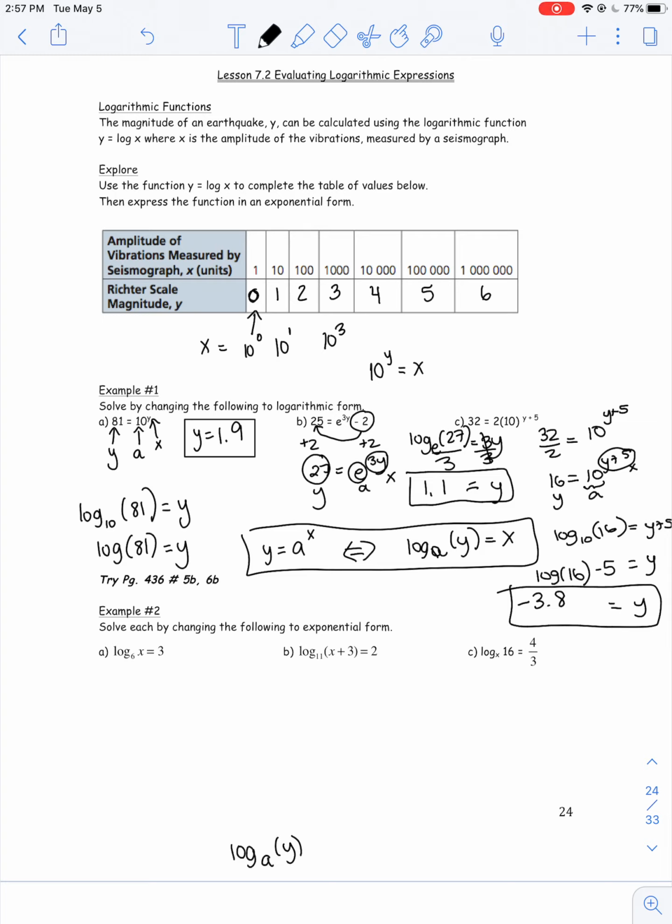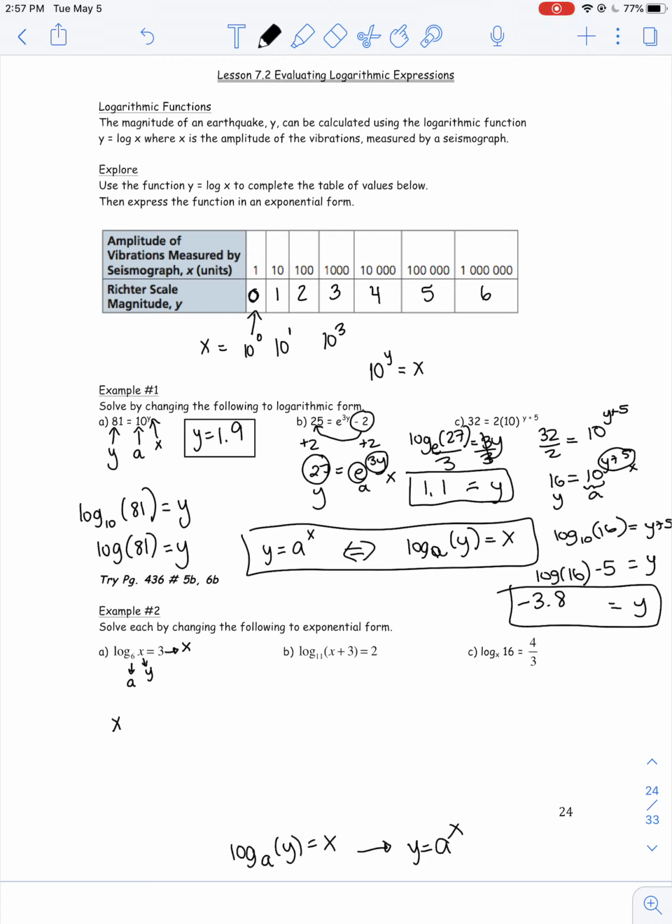Example number 2, they want us to change it to exponential form. So when we have log, our little a value, and then we have our y is equal to x, we're always going to write it as y equals a to the power of x. So we're going to go in that order now.